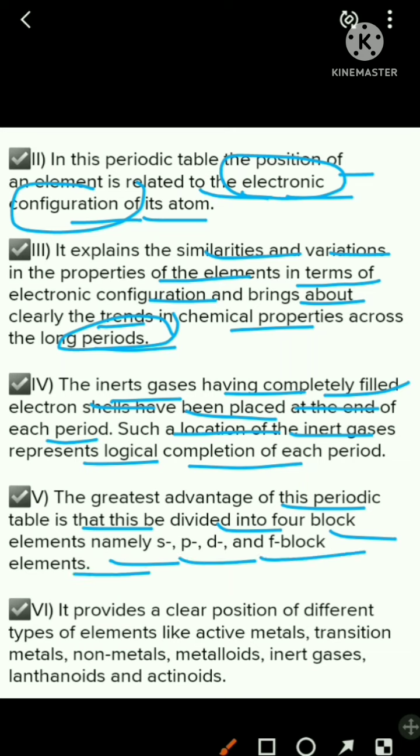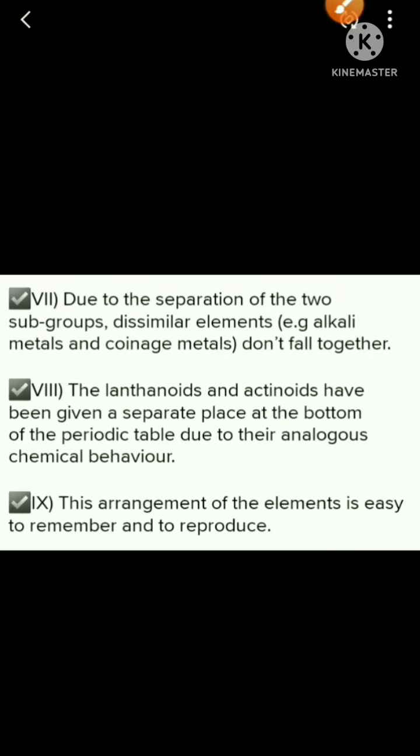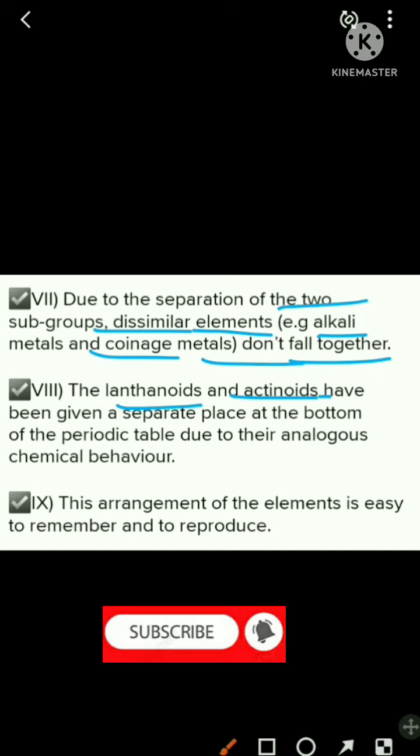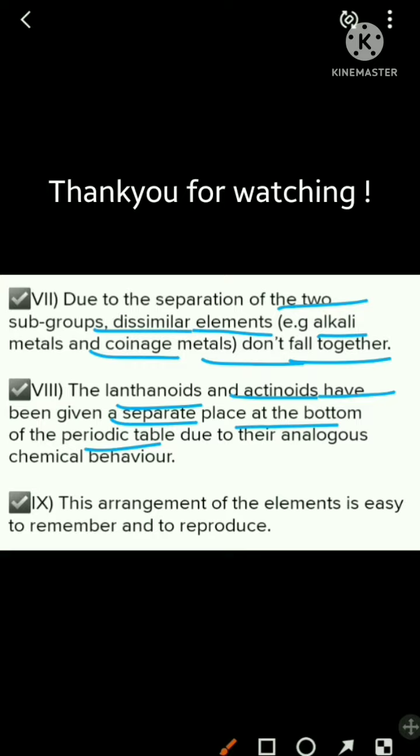The great advantage of this periodic table is that it can be divided into 4 blocks: s block, p block, d block and f block, and we can give a clear transition between metals, transition metals, semiconductors and non-metals. And due to separation of the two subgroups, dissimilar elements, for example alkali metals and coinage metals, they don't fall together.